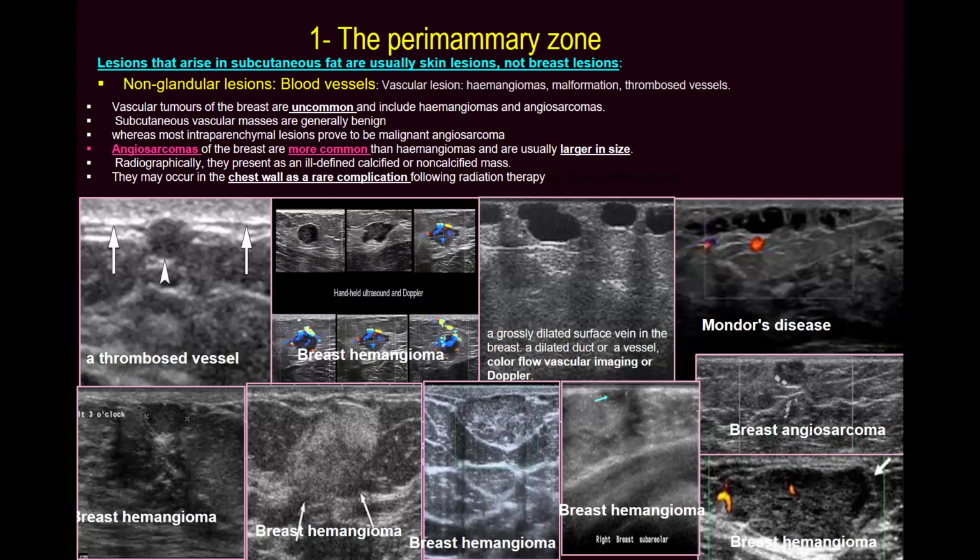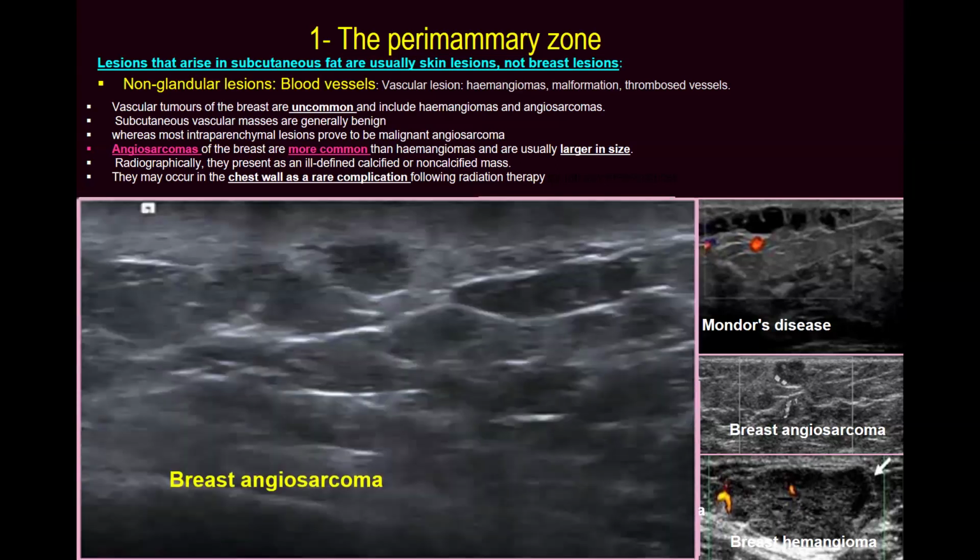Okay? And we have also thrombophlebitis. It can be seen like this or as a beaded appearance, what is called Mondor's disease. Mondor disease can be related to trauma, can be idiopathic, but we have to exclude underlying cancer because it might be associated with underlying cancer. Okay, and in this case here, it's just dilated veins. These are examples of breast angiosarcoma, you see.